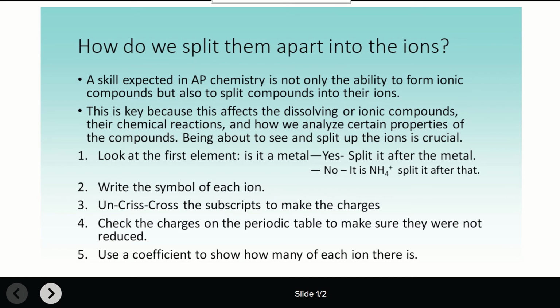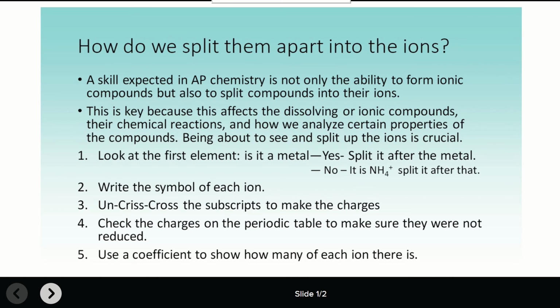A skill expected in AP chemistry is not only the ability to form ionic compounds, to take our two ions, do the crisscross and put them together, but also to split compounds into their ions, so kind of reverse that. This is key because this affects the dissolving of ionic compounds, their chemical reactions, and how we analyze certain properties of the compounds. Being able to see and split up the ions is crucial. So we have some steps we're going to take to do this.